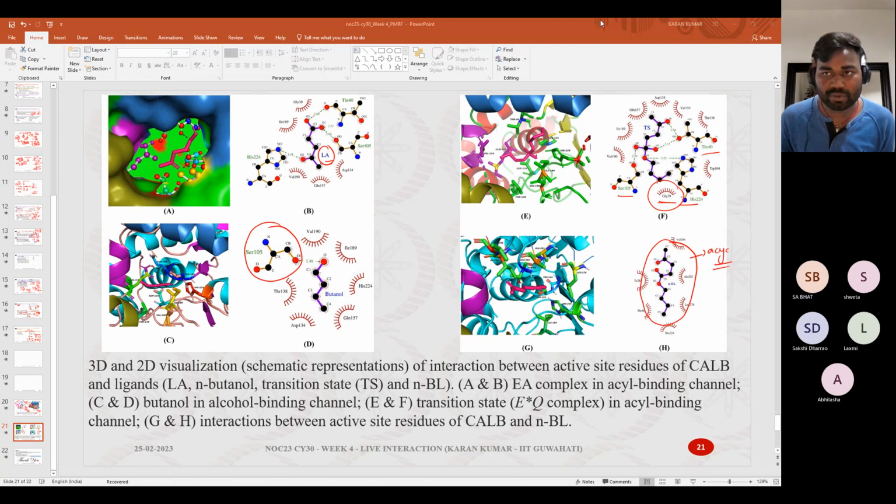So if I want to show you the structure of lipase, how does it look? You go to the PDB database.